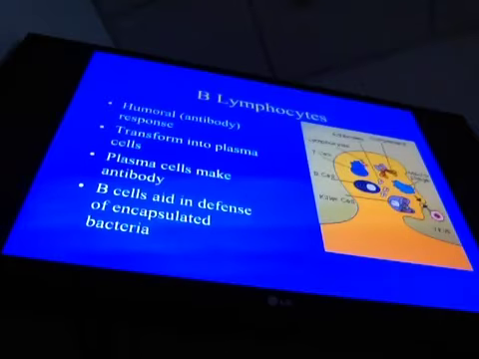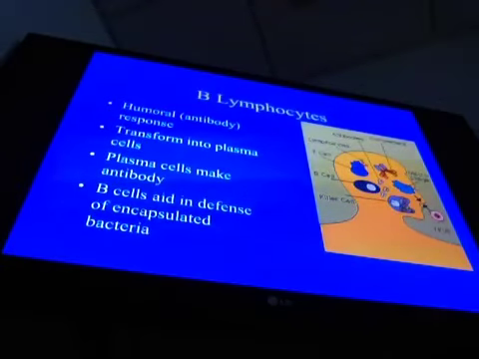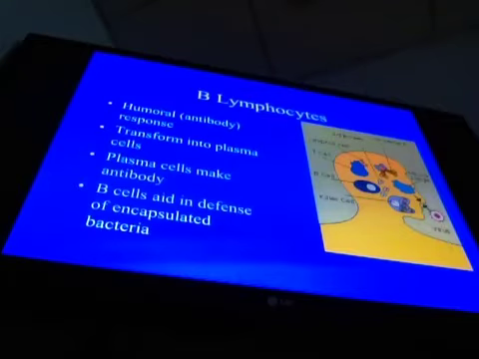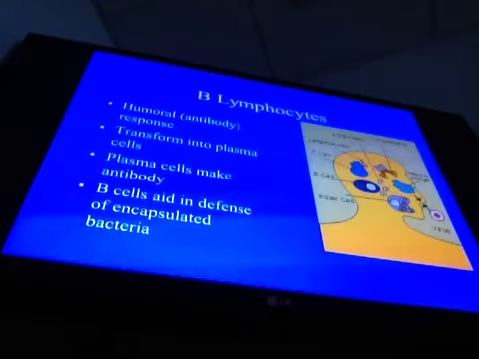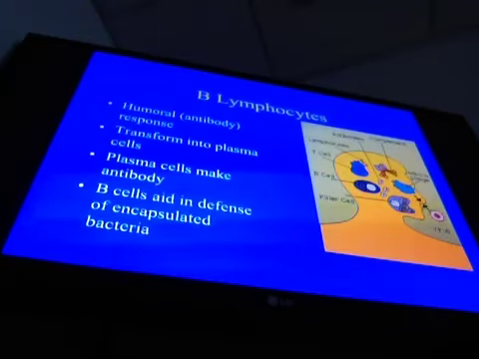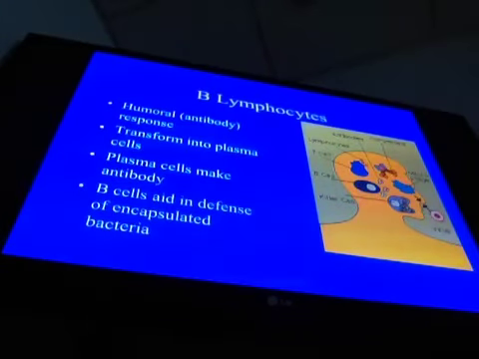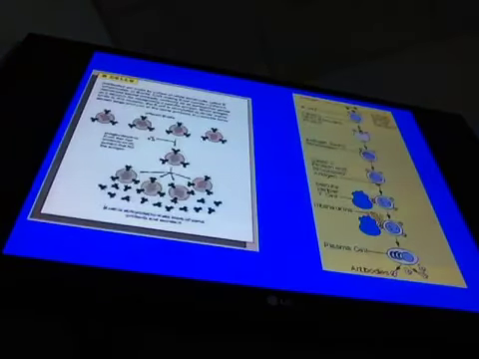So our B lymphocytes are responsible for our humoral or antibody response. They transform into plasma cells. The plasma cells are responsible for making the antibody to the foreign material once sensitized. And these cells aid in the defense of encapsulated bacteria. So our antibody response to foreign material is very heavily involved in bacterial infections.